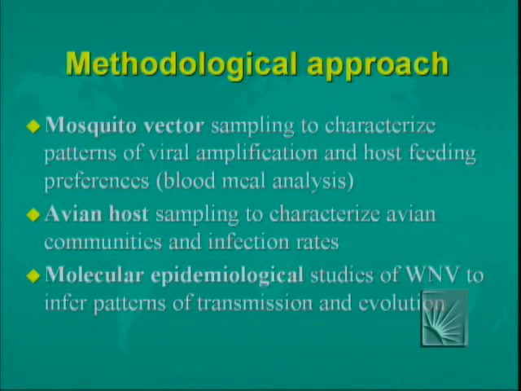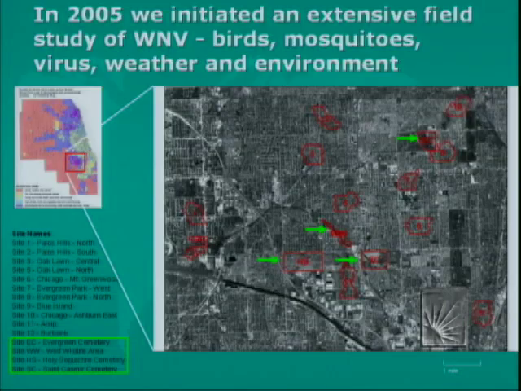So what we are doing, we have a big field team, and we look simultaneously every summer at the mosquito vector population, at the avian host population, as well as the virus using molecular epidemiological studies. For the mosquito vectors, we are trying to understand viral amplification and who they feed on host-wise. We try to understand the avian community and the infection rate. And then for the West Nile virus, we want to look at patterns of transmission and even evolution.